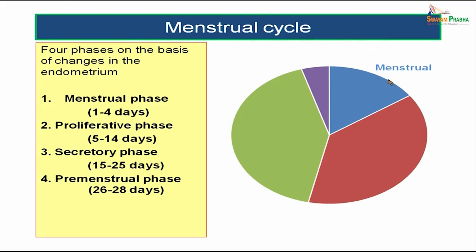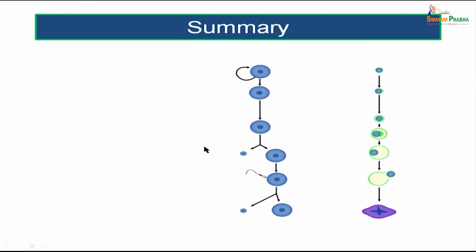So this one is the menstrual phase, which is roughly 1 to 4 days. Then you have the proliferative phase, roughly 5 to 14 days. Then you have the secretory phase, from 15 to 25 days, and a very small phase just before menstruation, known as the premenstrual phase, which is about 26 to 28 days.